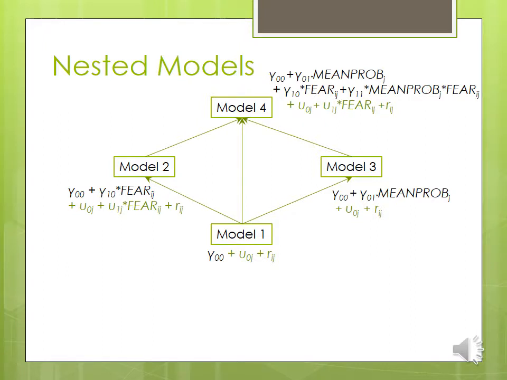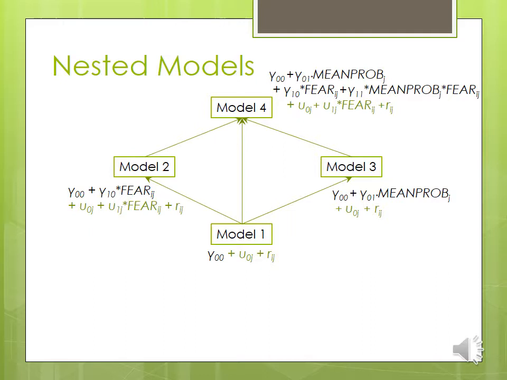Model 1 is also nested in model 3. And we can expand model 1 by adding gamma 0, 1 times the mean problem score of the neighborhood to it. Model 1 is also nested in model 4. Now, model 2 and model 3 are not nested in each other. They have different predictors, and I can only get from model 2 to model 3 by taking some things out and adding some other things.